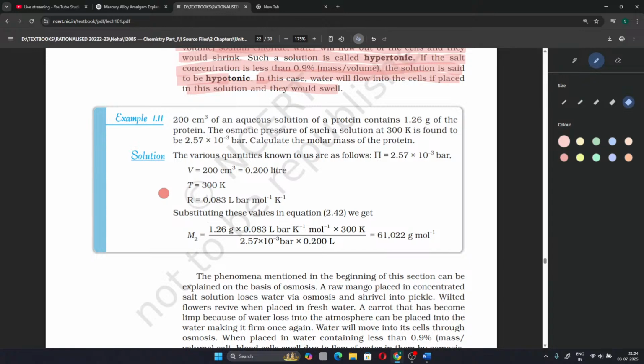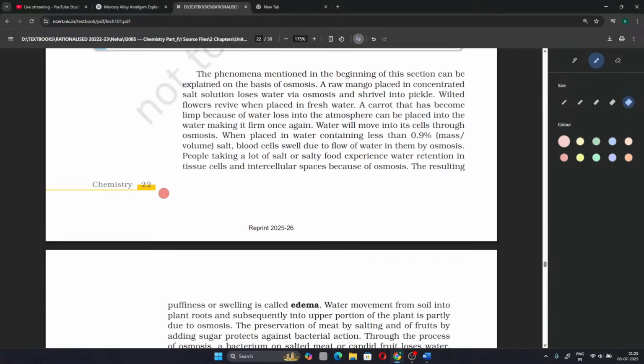Centimeter cube is the volume, and this contains 1.26 grams of protein. The osmotic pressure of such a solution at 300 Kelvin is found to be 2.57 into 10 power minus 3 bar. They gave the osmotic pressure. Now calculate the molar mass of the protein. We substitute directly in the formula and we will get the molar mass.